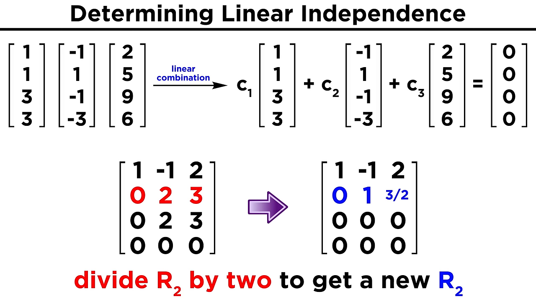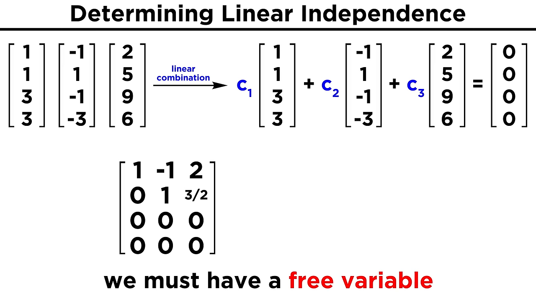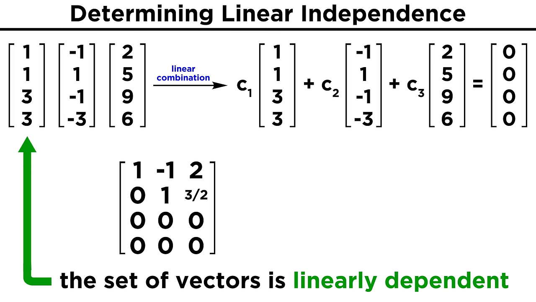Looking at our solution, we have only 2 rows with non-zero entries, which is 1 less than our number of unknown scalars. This implies that we have a free variable that could be set to anything, meaning it's not required to be 0. Because of this, the set of vectors is linearly dependent.